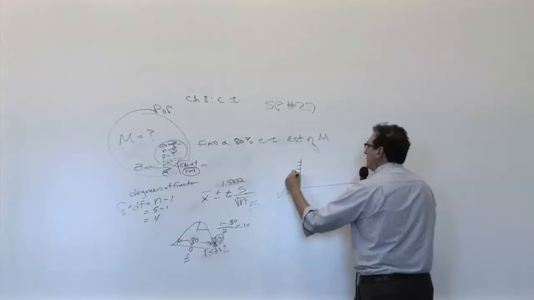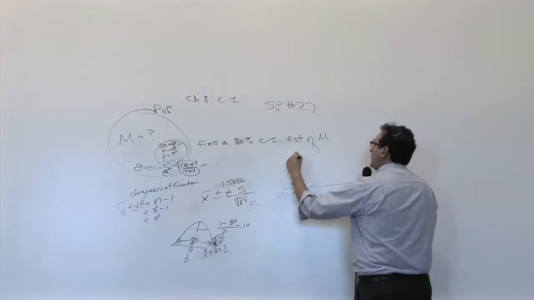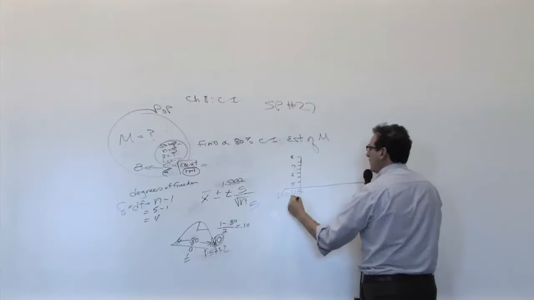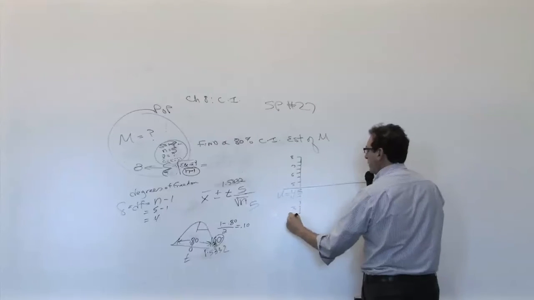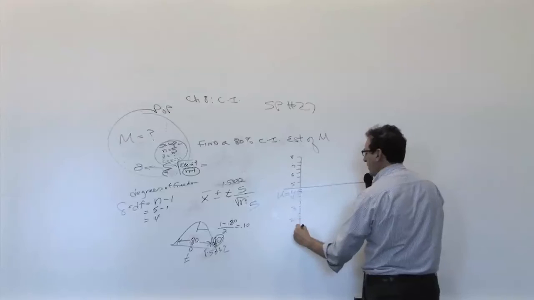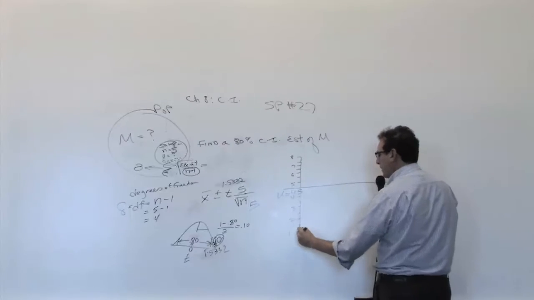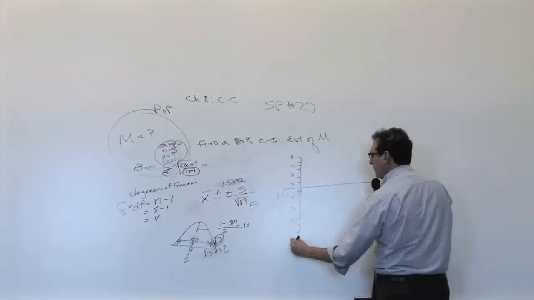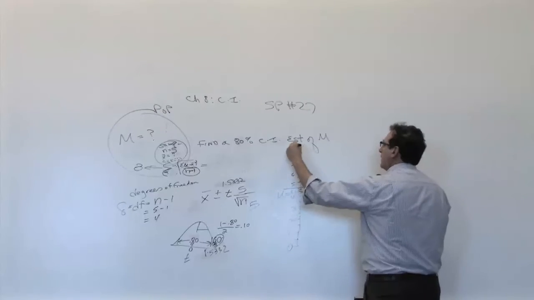This is a 5. This is a 6. This is a 7. This will be an 8. This will be a 4. This will be a 4.5, 3, 3.5, 2, 1.5, 1. Okay, down to 0, up to 9. All right, so let's go.